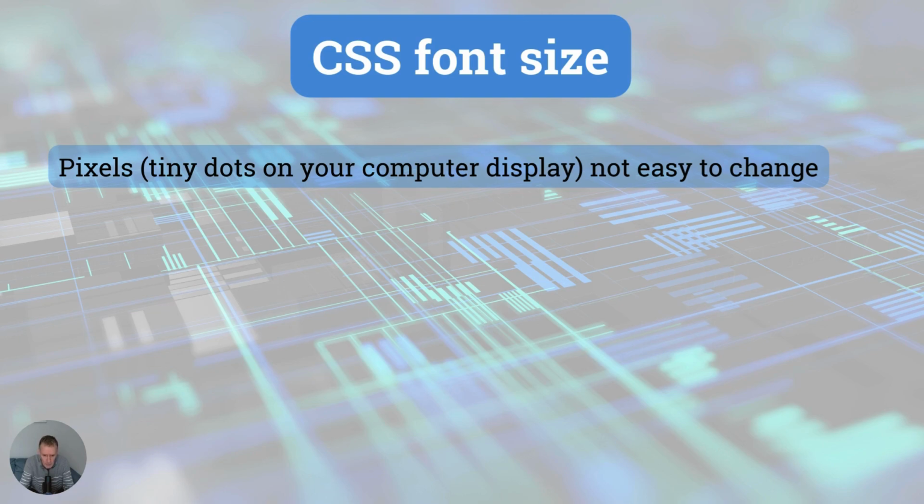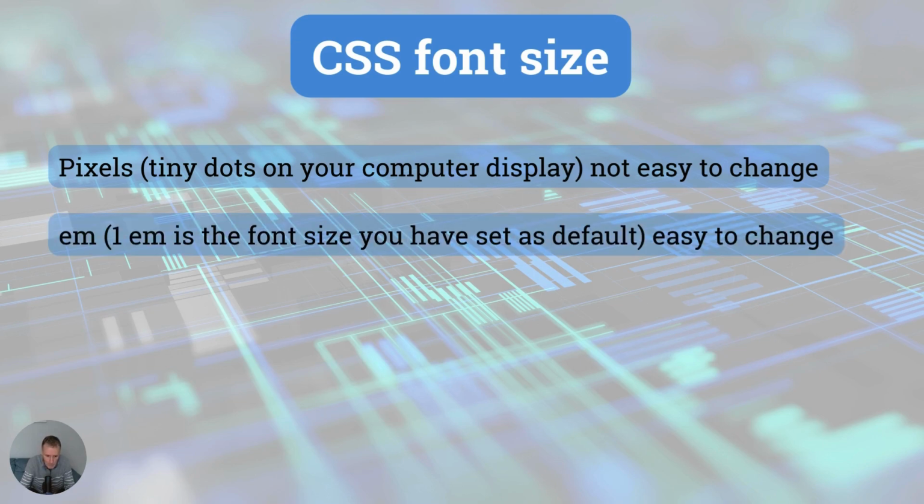Pixels are tiny dots on your computer display, and it's not easy to change your font size if you have all these pixel values throughout your CSS. Each pixel is a tiny little dot, and they're red, green, blue. EM. One EM is the font size you've set as default, and it's easy to change.